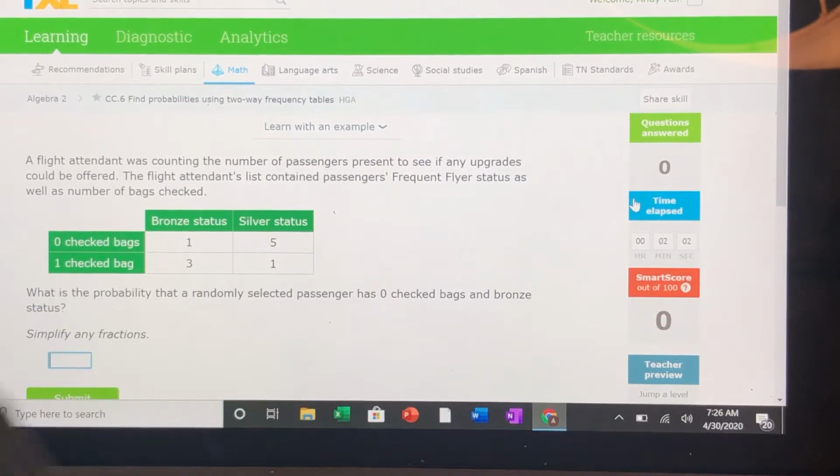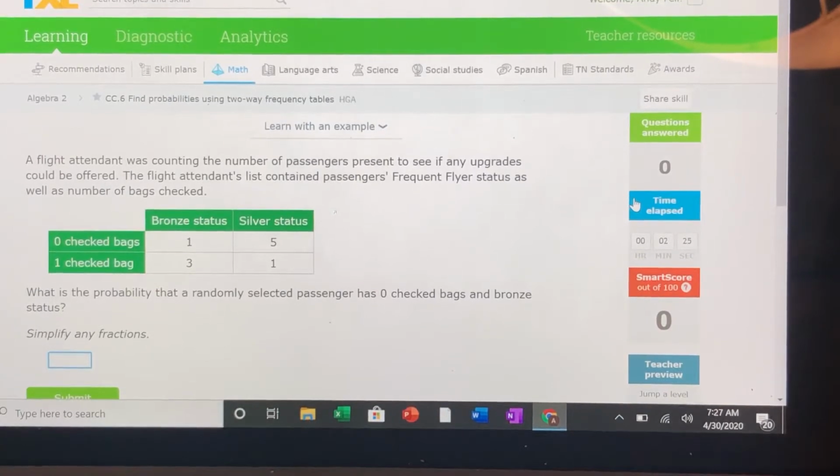This one says, a flight attendant was counting the number of passengers present to see if any upgrades could be offered. The flight attendant's list contained passengers' frequent flyer status as well as the number of bags checked. What is the probability that a randomly selected passenger has 0 checked bags and bronze status?